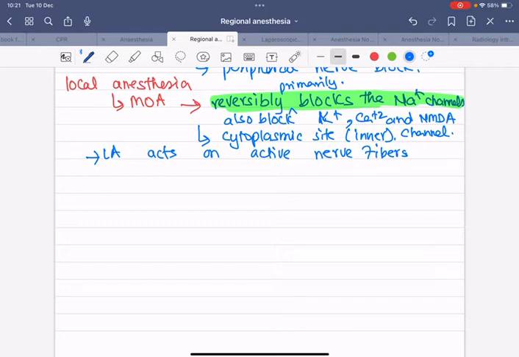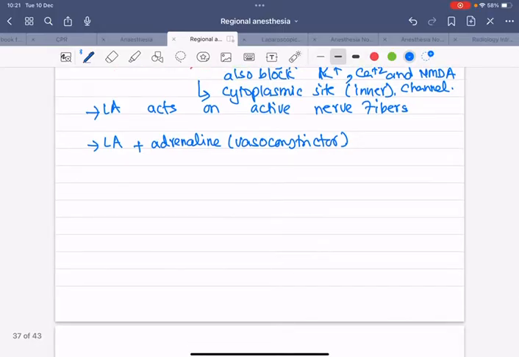Now, sometimes what we can do, because local anesthetic drugs cause vasodilation, and if they cause vasodilation, they can enter the systemic circulation and cause systemic toxicity in the patient. So sometimes along with local anesthetic drugs, we can add adrenaline, most commonly, or any vasoconstrictor. When you add adrenaline as a vasoconstrictor, it will decrease the systemic toxicity in the patient because of vasoconstriction. The drug which you deposit in that area is going to remain in that area and is not going to be absorbed into the systemic circulation, so it will decrease the systemic toxicity.